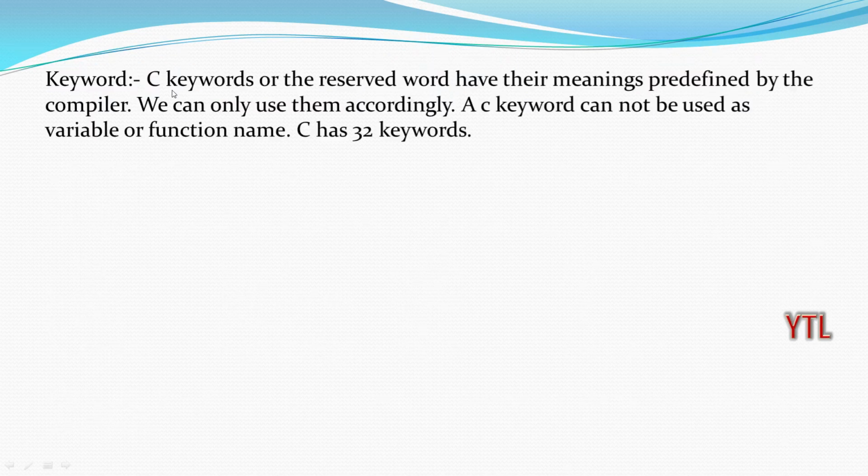And what is a keyword? C keywords, also called reserved words, have their meanings predefined by the compiler, like int, float, void, return. What they mean is already defined to the compiler. We cannot change them. We can use them only according to the meaning defined to the compiler. They also cannot be used as a variable or function name. C has a total of 32 keywords.